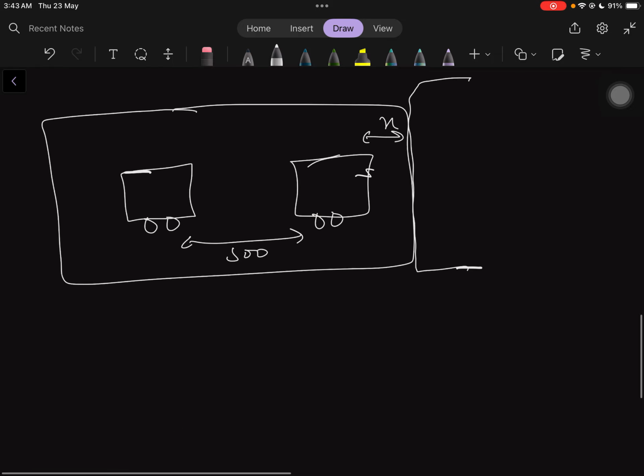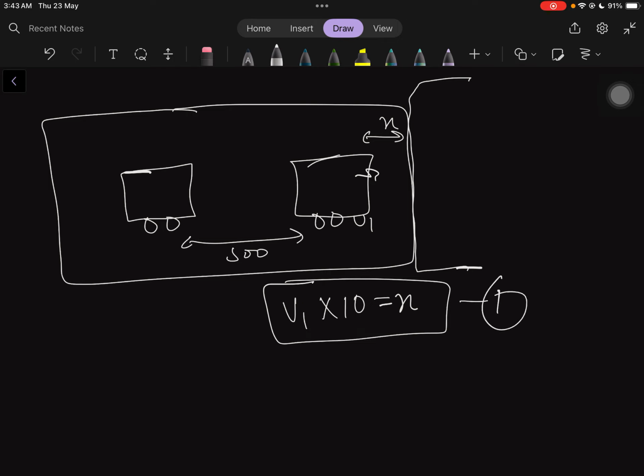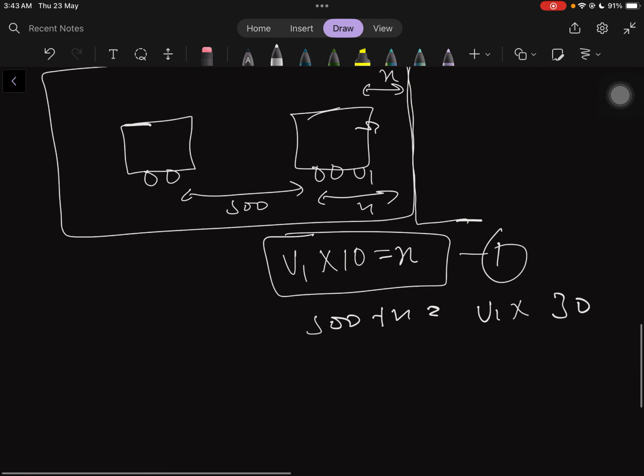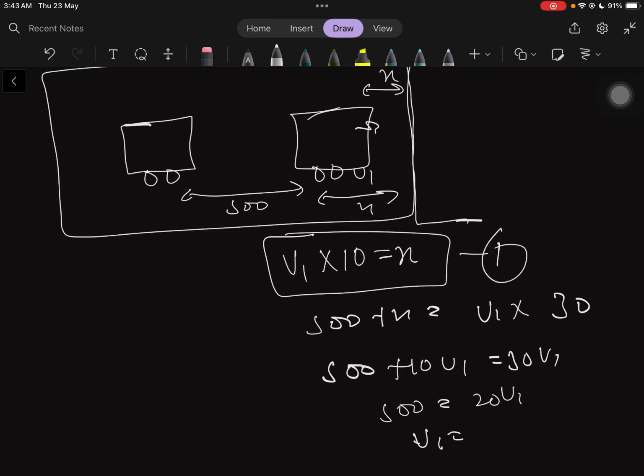Okay, so I can write the equation directly. So v1 into t is equal to x. This is our first equation. And with this, 500 plus x is our distance, which will be equal to v1 into, again, how much time the second car took, which is 30 seconds. So I can write x as 10 v1, equals 30 v1 minus 500. So v1 is equal to 25 meter per second, and this is our correct answer.